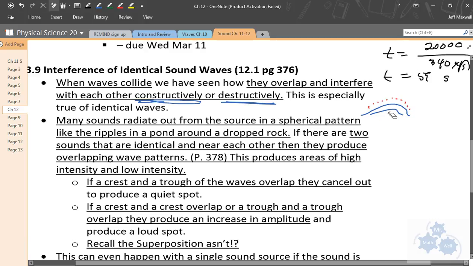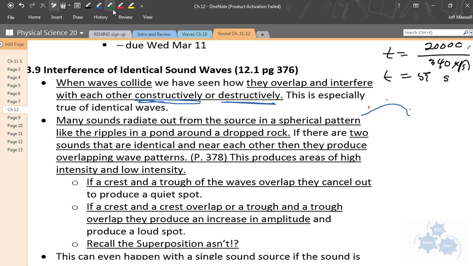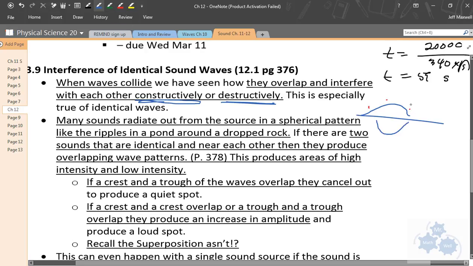If you have a situation where you have a positive pulse and a negative pulse, those would combine to be fairly destructive, right? They don't add to a larger wave, they add to a smaller wave. So that's destructive interference. Constructive versus destructive. This is especially true of identical waves.